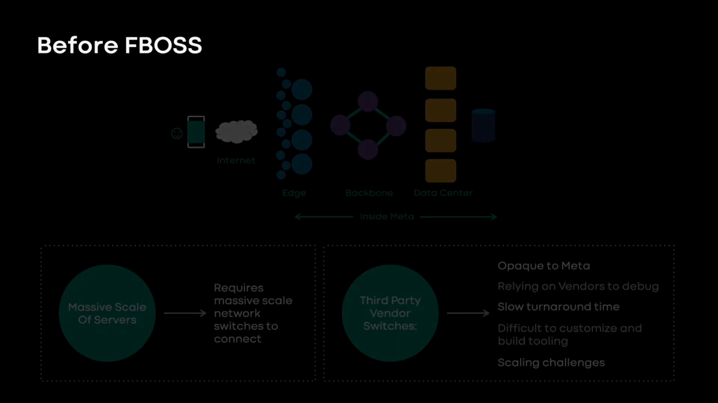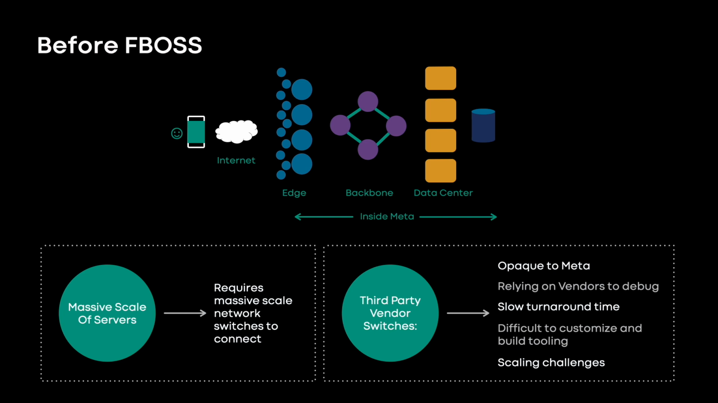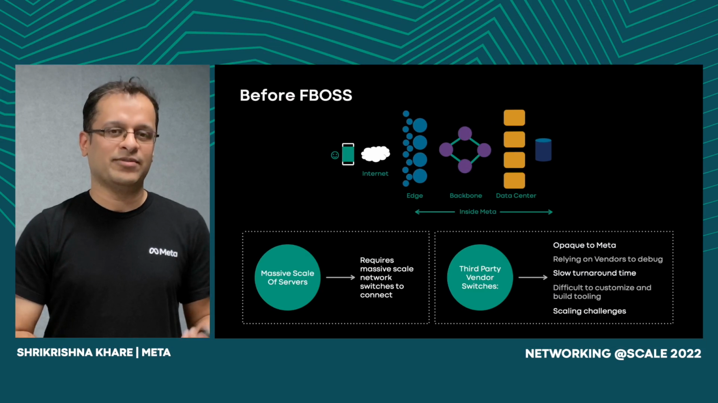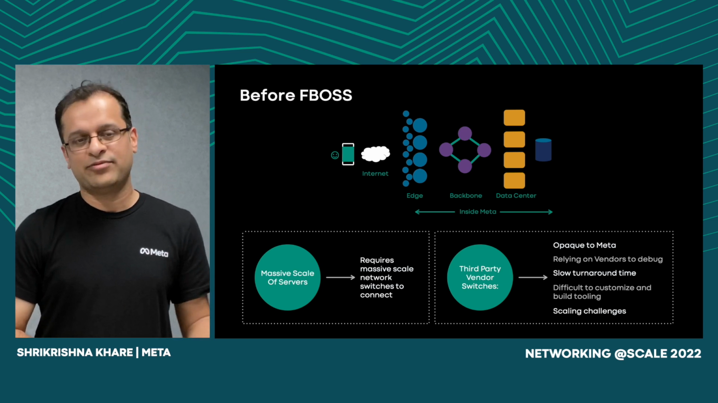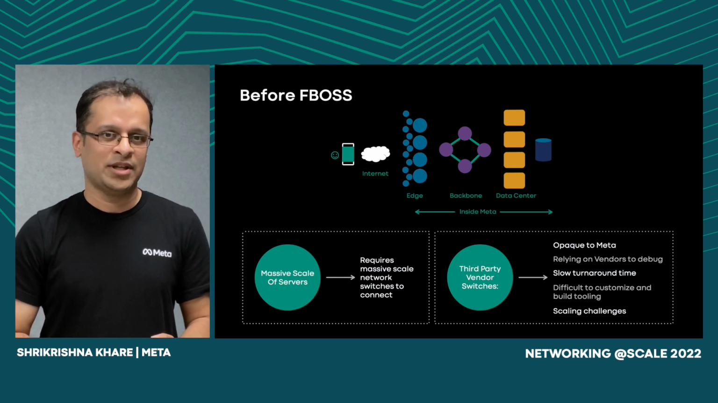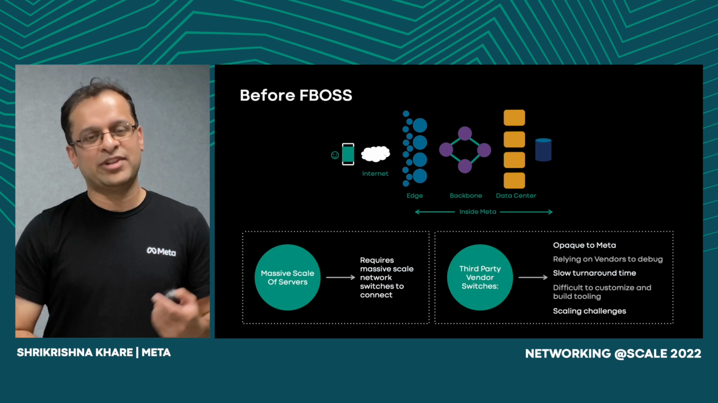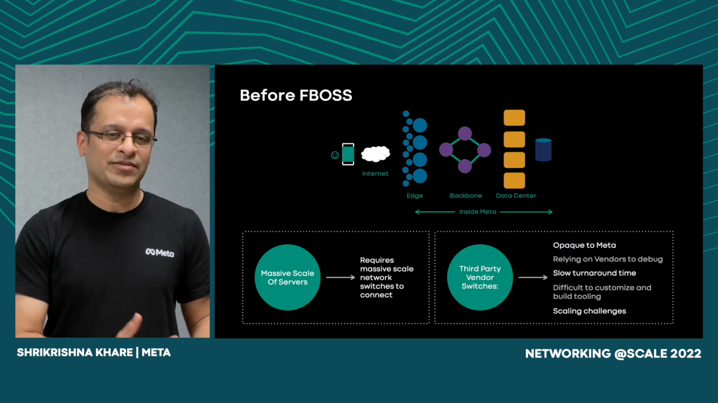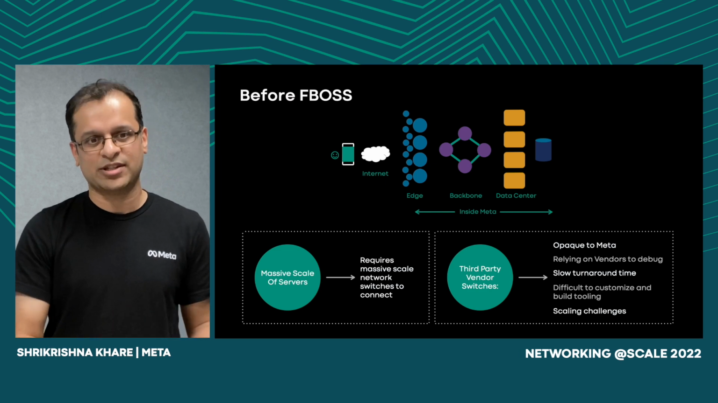Meta has a massive number of servers in the data centers, which means that we need a massive number of network switches to interconnect them. When we use third-party vendor devices, one challenge we have is that these are opaque to Meta, which means that if there is an issue, then we have to rely on vendors to debug those issues. That can result in slow turnaround time. The opaqueness of these devices can also mean that it's difficult for us to build tooling and monitoring around them. Put together, this can make it very difficult for us to scale these devices at the rate at which our business requires.